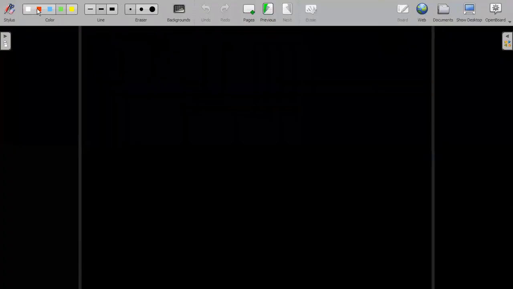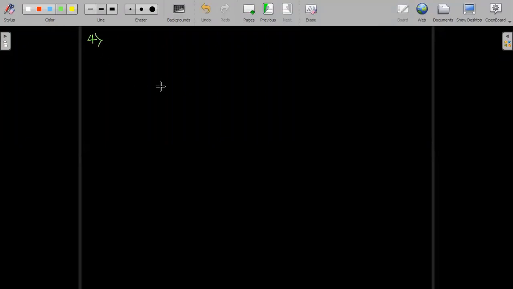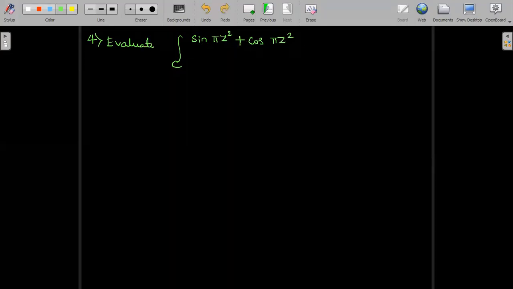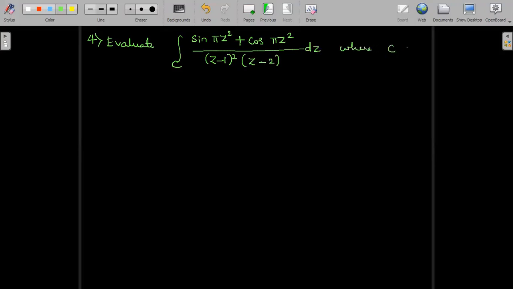Now, the fourth question. Evaluate the integral over c of sine pi z square plus cos pi z square, the whole divided by z minus 1 the whole square into z minus 2 dz, where C is the circle, mod z is equal to 3.